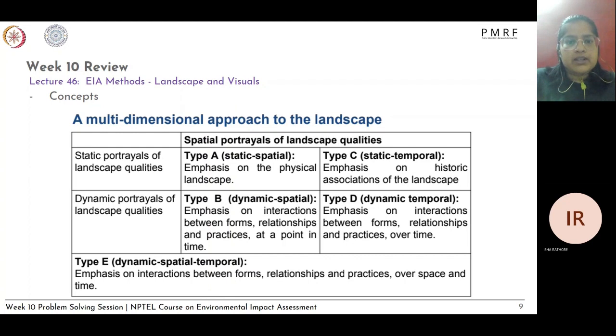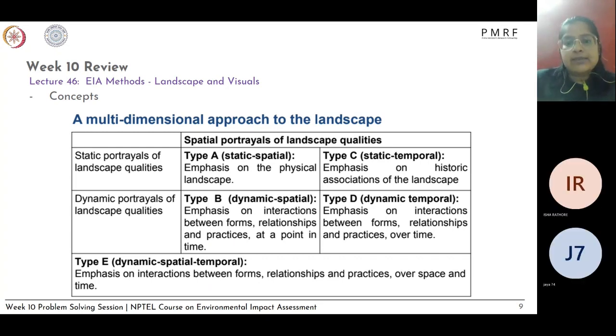These are qualities which put an emphasis on the physical landscape. Then we have type B, which is dynamic spatial. These put emphasis on the interactions between the forms, relationship, and practices at any point of time. So any sort of interaction between characters or qualities present on the landscape on the site is a dynamic spatial type.